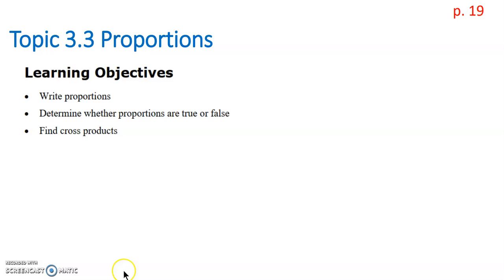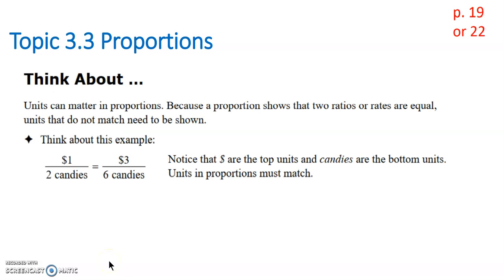So in this lesson, we're going to write proportions, and we're going to determine if proportions that are shown to us are true or false. And the method most commonly used for that is to find cross products. Sometimes we set up proportions as ratios, where we don't need to have the units, but sometimes we have proportions that are rates. So if we have a rate, that means that the units don't match, and so we should always show those units in our proportion.